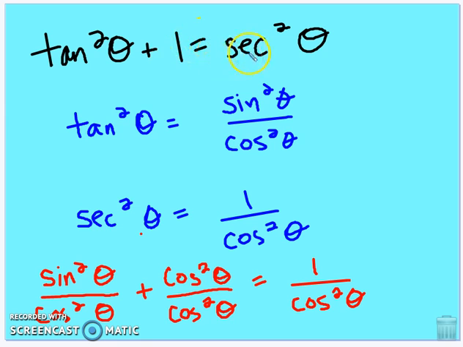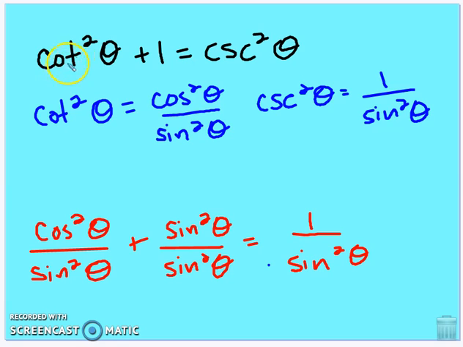Tangent squared theta plus 1 is equal to secant squared theta. I can write tangent squared theta as sine squared theta over cosine squared theta, and secant squared theta is equal to 1 over cosine squared theta. And 1 is just equal to cosine squared theta over cosine squared theta. So I have sine squared theta over cosine squared theta, plus cosine squared theta over cosine squared theta, is equal to 1 over cosine squared theta. I can multiply all of these values by cosine squared theta, and I end up with sine squared theta plus cosine squared theta is equal to 1.